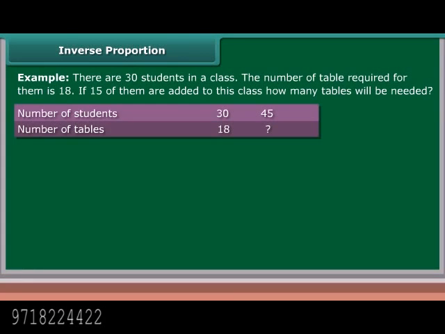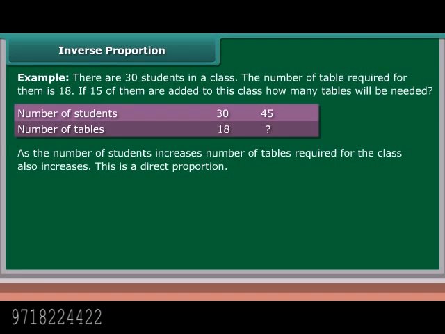Example: there are 30 students in a class. The number of tables required for them is 18. If 15 of them are added to this class, how many tables will be needed? As the number of students increases, the number of tables required for the class also increases. This is a direct proportion. 30 upon 18 is equal to 45 upon x. X is equal to 45 into 18 upon 30, which is equal to 27. Number of tables required is equal to 27.